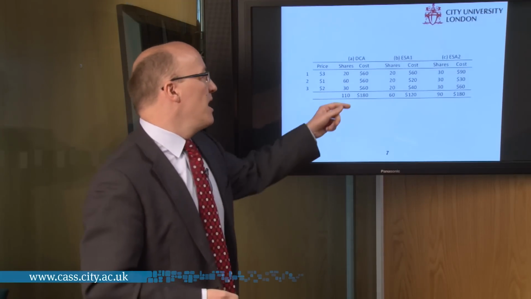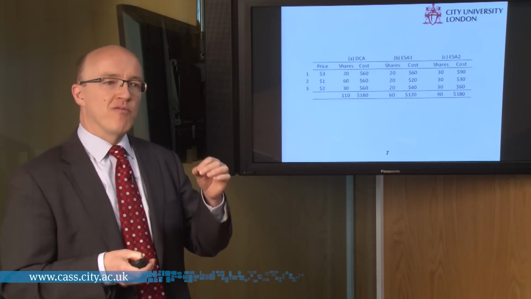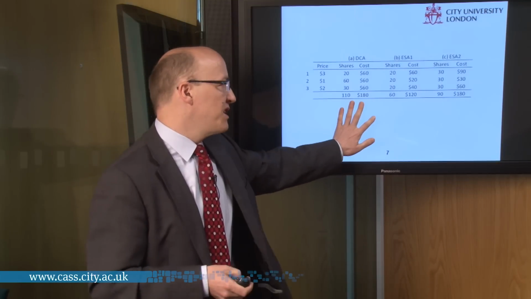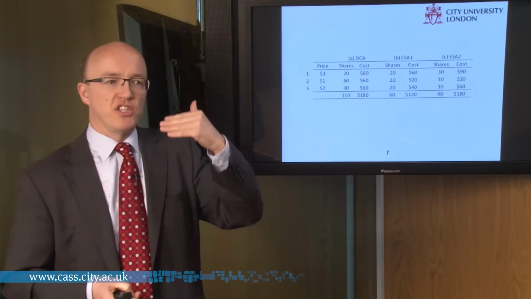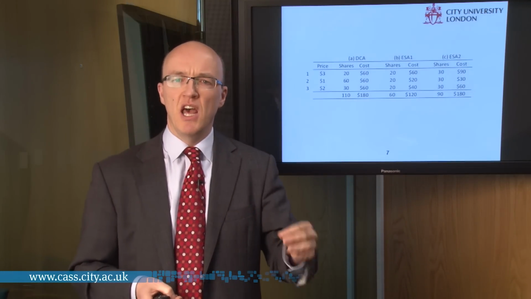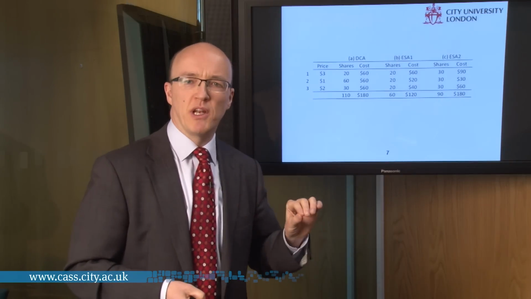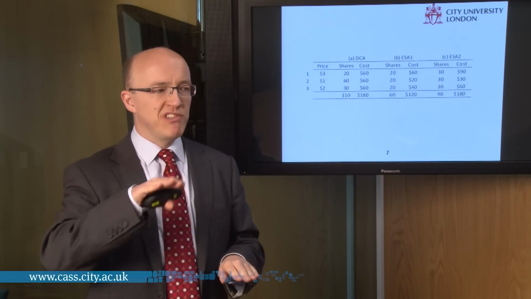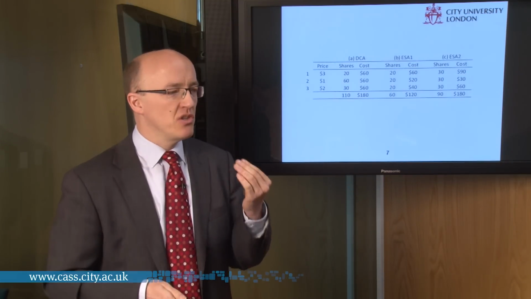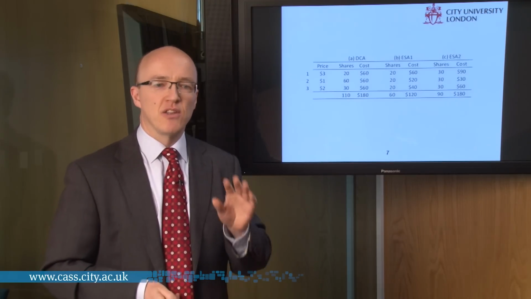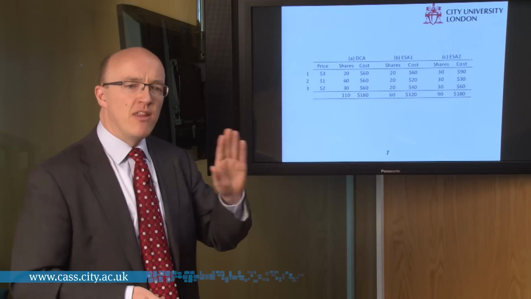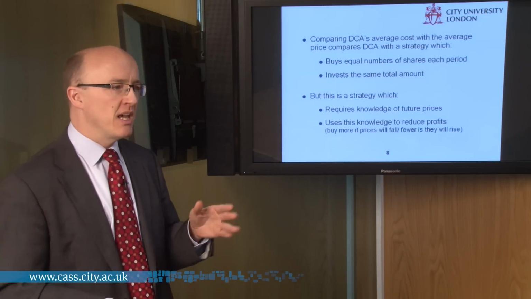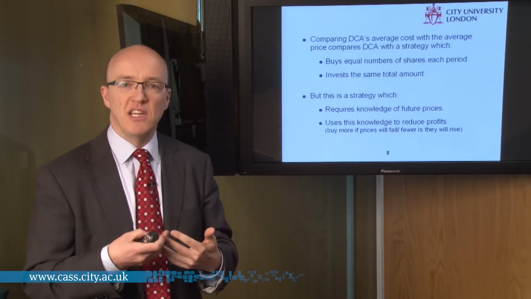So, here's the punchline. In making a simple comparison of the average cost achieved by dollar cost averaging with the average share price, we are comparing dollar cost averaging with this strategy, which assumes perfect foreknowledge of future share prices and uses that knowledge to invest stupidly. So that's the comparison we're making. It's not surprising that dollar cost averaging looks pretty good on that comparison, but of course it's not a remotely meaningful comparison. So that is why, although it seems like a complete no-brainer, dollar cost averaging doesn't actually increase returns, because the comparison we're making is based on a completely misleading strategy.